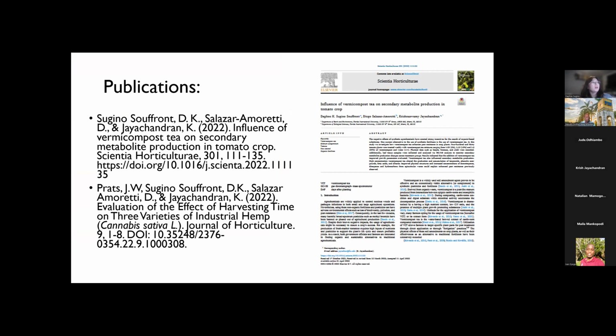So these are two of my publications that I have out right now, but I'm currently working on the publications for these two experiments that I just talked about. I've actually been working with vermicompost a really long time alongside Dr. J. I've dedicated like 8 years of my entire academic career to learn about vermicompost and to study the effects of vermicompost in different crops.